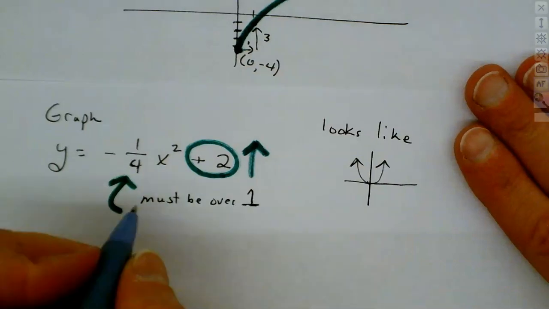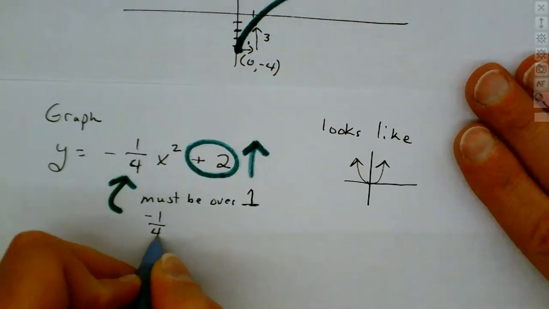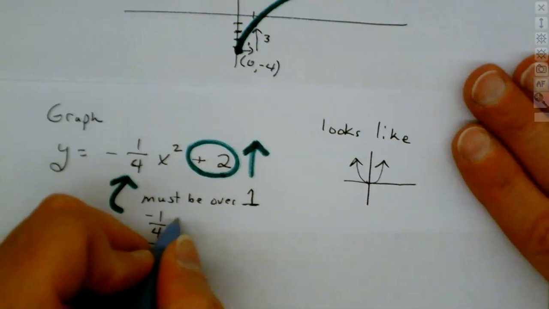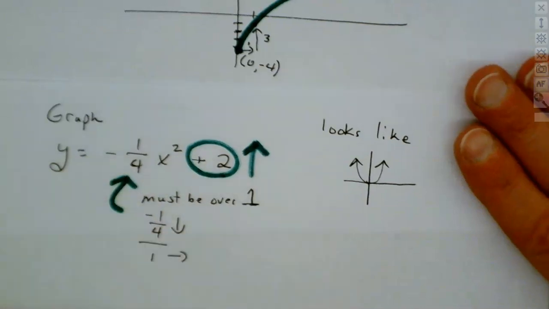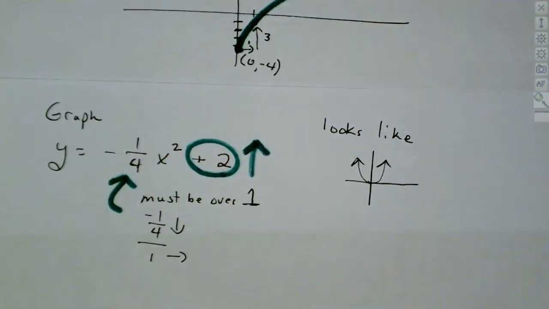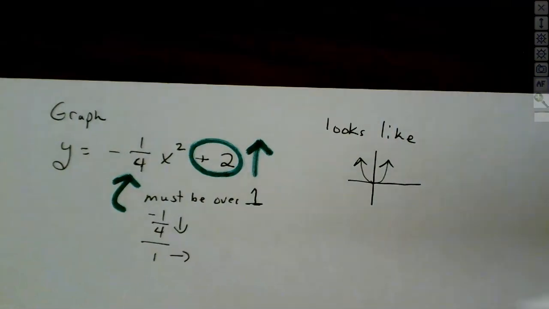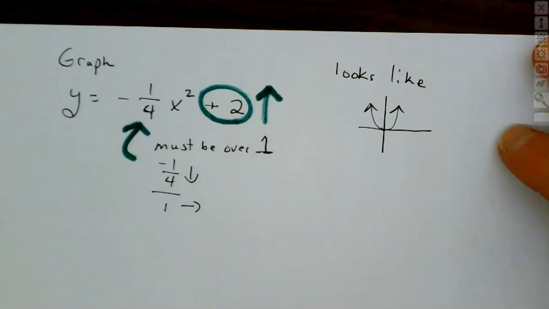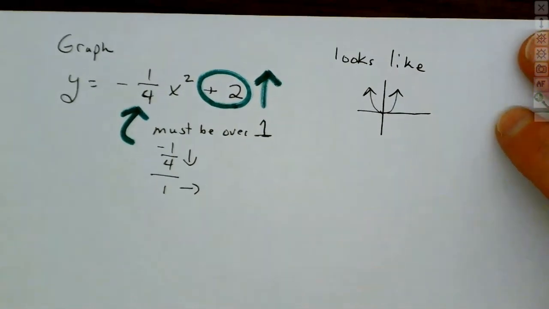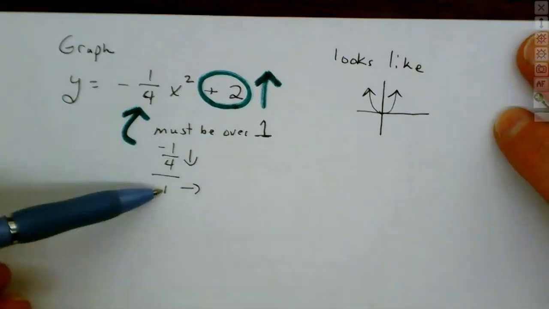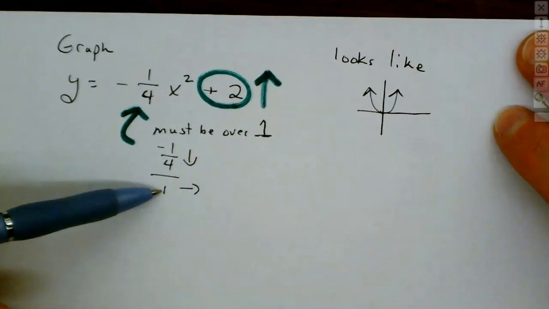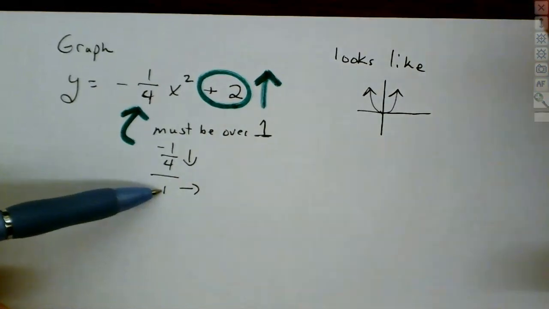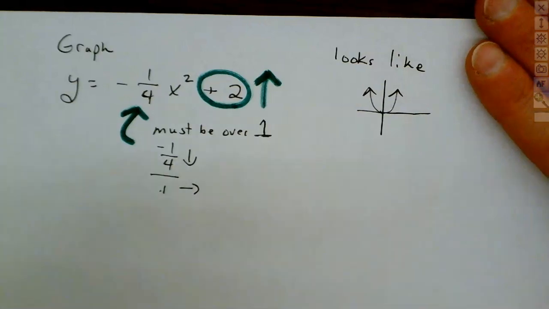So you have to make it over 1. So it's minus 1/4 over 1. And that minus is going to make it go down. So all fractions have to be over 1. Otherwise, the graph won't look right. So always make sure if it's a fraction, it's over 1. If it's a whole number, it's fine. But if it's a fraction, you've got to put it over 1.